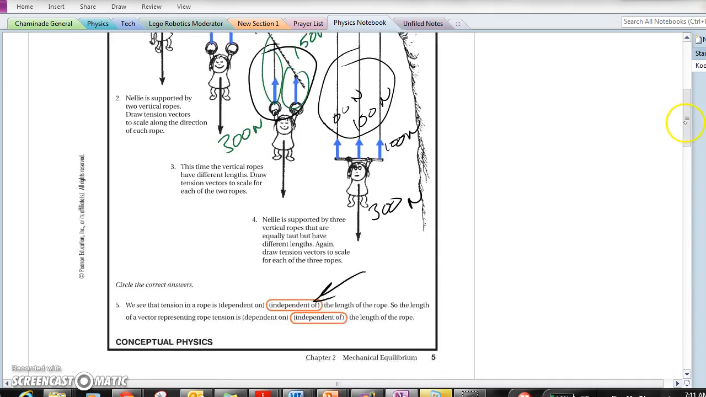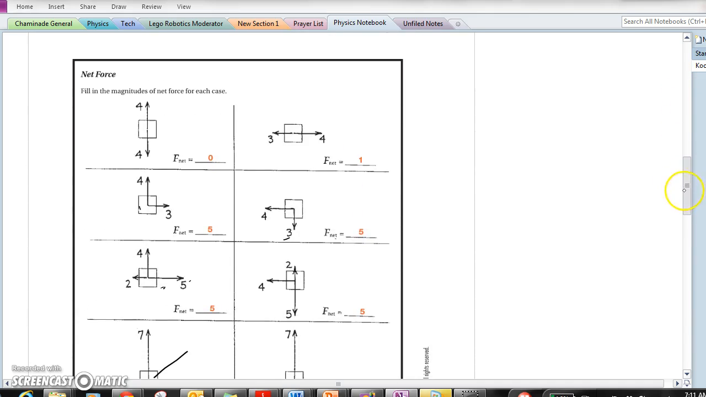Okay, moving on. The first two of these are incredibly easy because it's just looking at net forces of opposite directional items. So we have 4 up here and 4 down, which results in a 0 net force. They're equal. This has 4 newtons to the right versus 3 newtons to the left. Again, you do the subtraction because they're opposing each other. 4 minus 3 is 1.